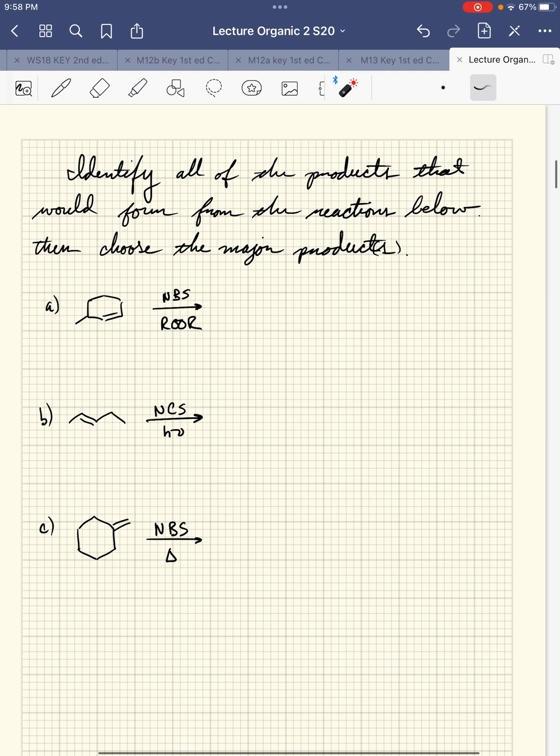And then here are a set of reactions that I strongly encourage you to take a look at on your own time before class. Maybe write down what you think the products might be, and we'll discuss a couple, if not all of these, during lecture.